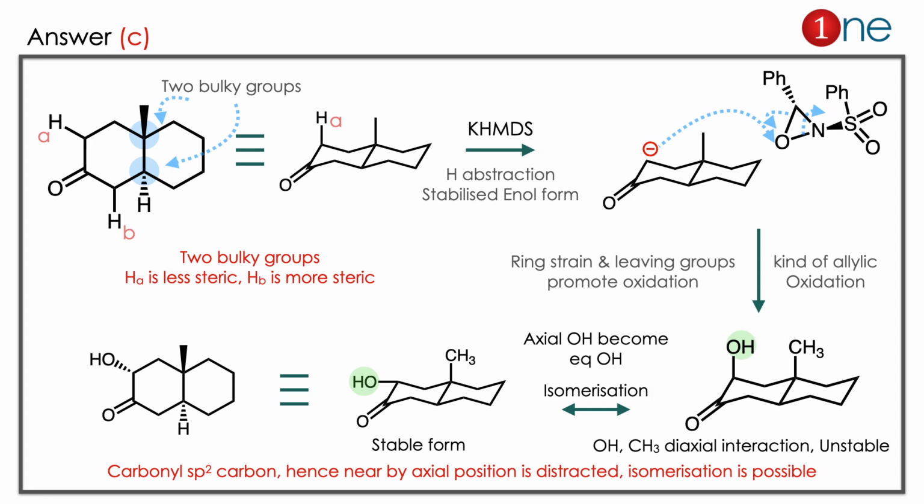Here you have to learn two things. One is the role of KHMDS. It always promotes enol formation by proton abstraction. Here it abstracts the less hindered proton. The next thing is that when the system has a carbonyl, there is always the possibility of isomerization because of the distorted tetrahedral form. So OH comes from the axial to the equatorial position.